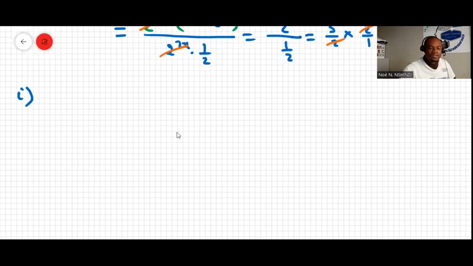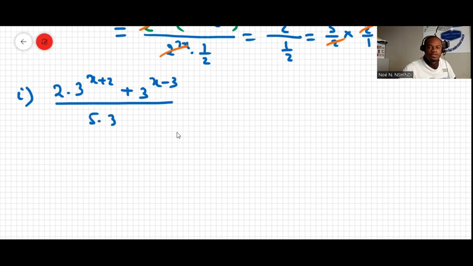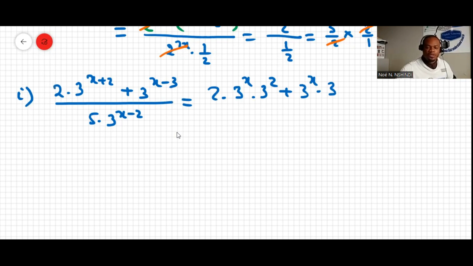I, which was 2 times 3 to the power x plus 2, plus 3 to the power of x minus 3, all over 5 times 3 to the x minus 2. Then we can also write 2 times 3 to the x times 3 squared plus 3 to the x times 3 to the negative 3, all over 5 times 3 to the x times 3 to the negative 2. Okay.